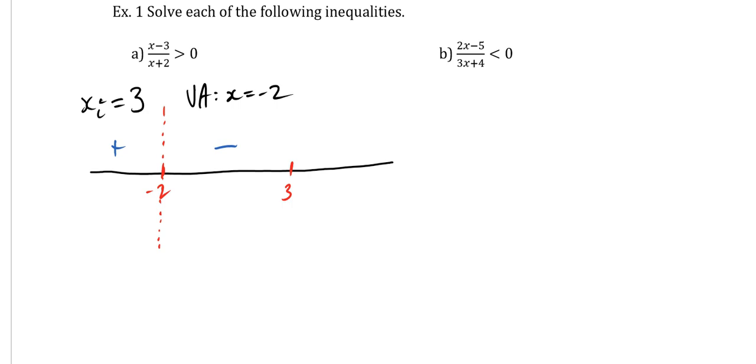And then I'm going to pick 10. So 10 minus 3 is obviously positive. 10 plus 2 is obviously positive. 2 positives makes positive, so I've got it. And now I'm answering the question just like we did previously. When is it greater than 0? So when x is less than -2, and when x is greater than 3 is when the function is positive or greater than 0. That's our answer.